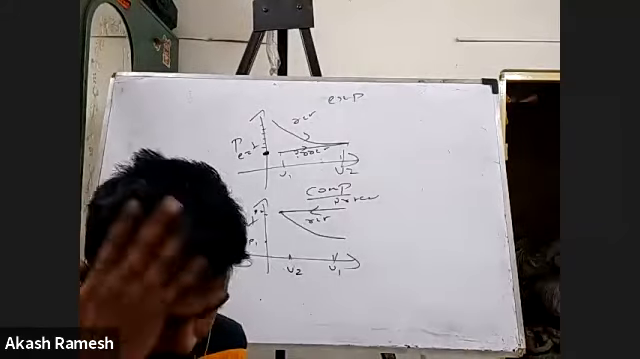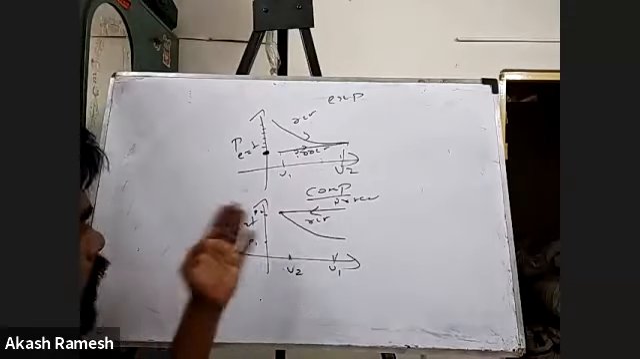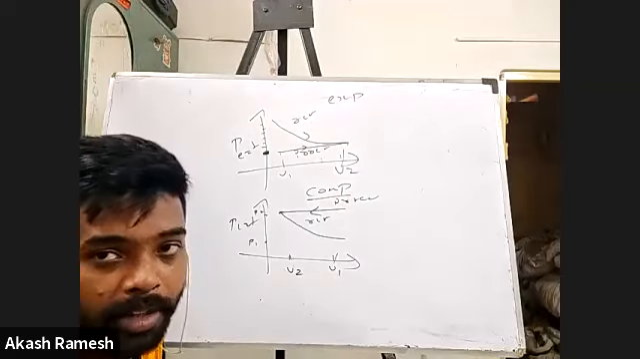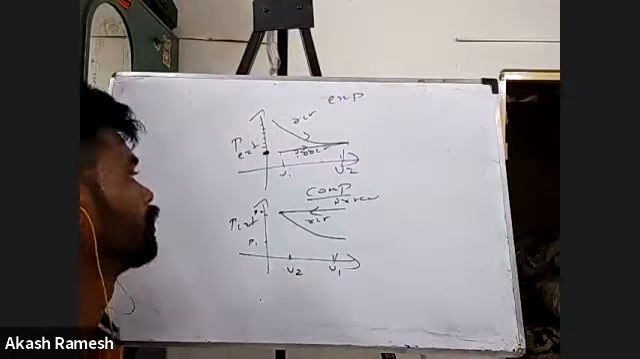Okay, what about others? Everybody understood? Please give me a yes. Yes, sir. Understood. Fine, cool. So this is how the graph will be different for compression and expansion, reversible and irreversible. Cool, now we'll move on.